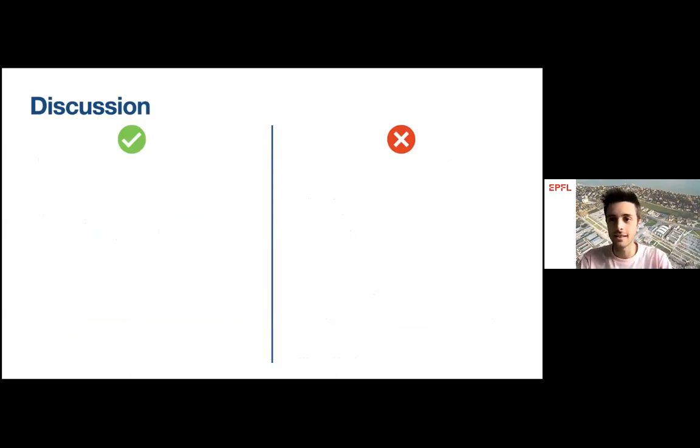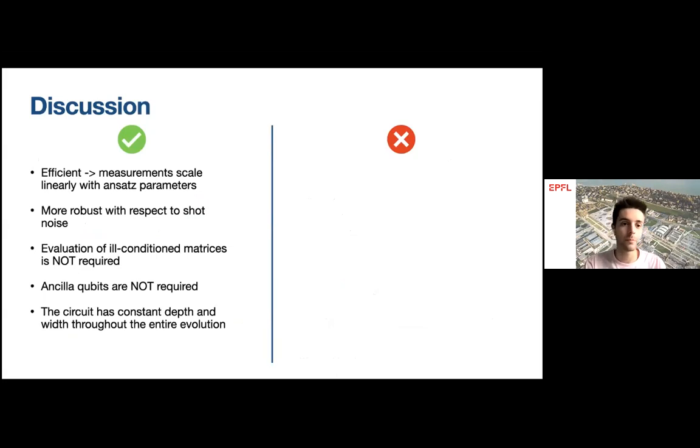And this basically ends what I have to say about the algorithm. So to recap, the good points are that this is efficient. We know that the number of measurements scales linearly. It is more robust with respect to shot noise. We don't know about hardware noise. We don't need the evaluation of ill-conditioned matrices, and we don't need ancilla qubits, and the cost does not scale with the number of steps as Trotter does.